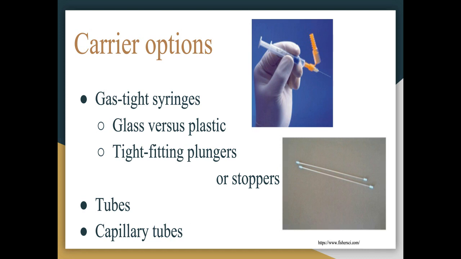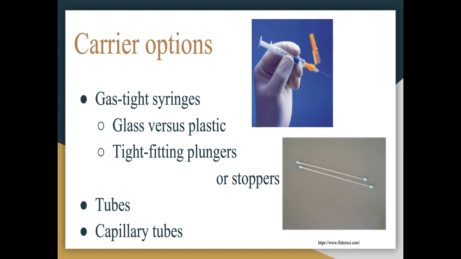Additionally, specialized syringes with a vent do exist to allow for automatic filling of the syringe with the arterial pulse, which is a good way to note that you have entered an artery rather than a vein. Tight-fitting plungers or stoppers are essential for these syringes to prevent equilibration with atmospheric oxygen and CO2.